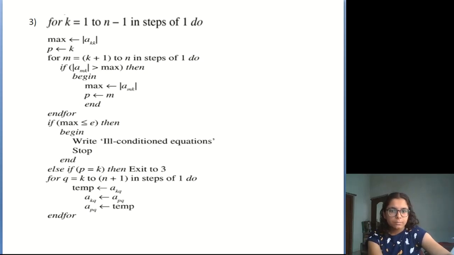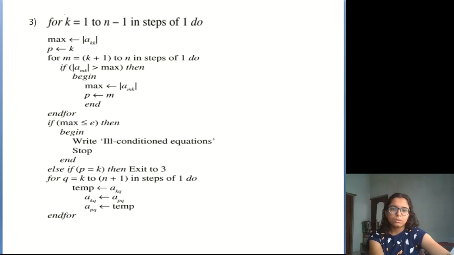So after reading, we would again run a loop for k equals 1 to n minus 1 in steps of 1, and then max the value. I mean, we would just max the value and put it in P, and then again we would take the pivoting element.